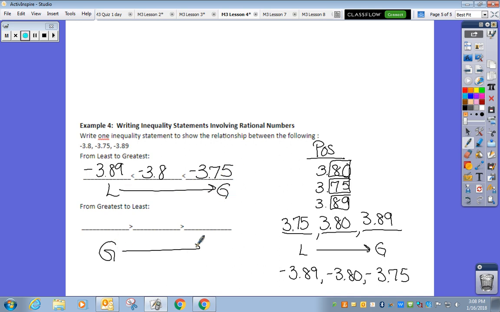Greatest to least, we're just going to reverse the same order we had up here. So negative 3.75 is that greatest. Negative 3.8 is that center number, and then our least is our negative 3.89. So again, if you find it helpful to have them all be positive first, like I do, and then do the opposite, that is a good recommendation for you to do.